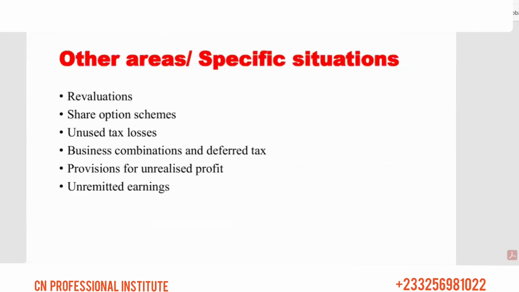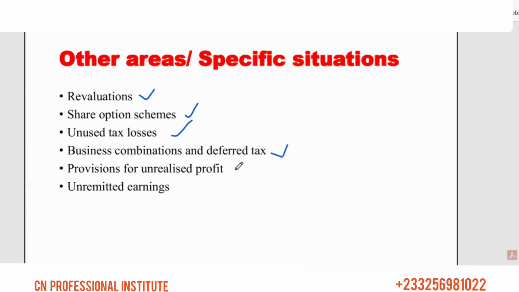We have revaluation. Revaluation has impact on deferred tax assets, right? Then we have share option schemes and unused tax losses, business combinations and deferred tax, provisions for unrealized profit and unremitted earnings. Now here we are going to look at only one. This one's share options and unused tax losses, business combination stuff.